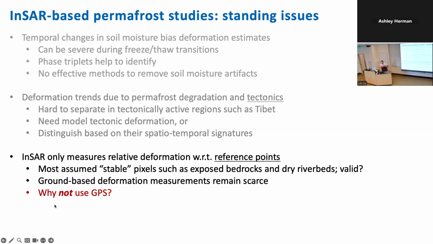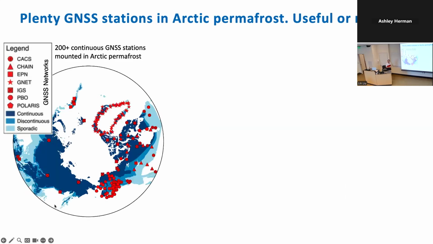So I usually get a lot of questions, like, why not use GPS? GPS is another way to very accurately measure the deformation. Yes, there are plenty of GPS or GNSS stations in the Arctic, showing the map. There are more than 200. None of them, though, is for permafrost. Tony used to install one of those over Greenland in 1995. Unfortunately, it's a shame that it's decommissioned.